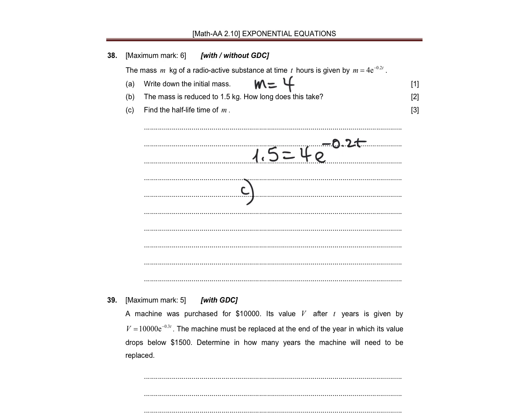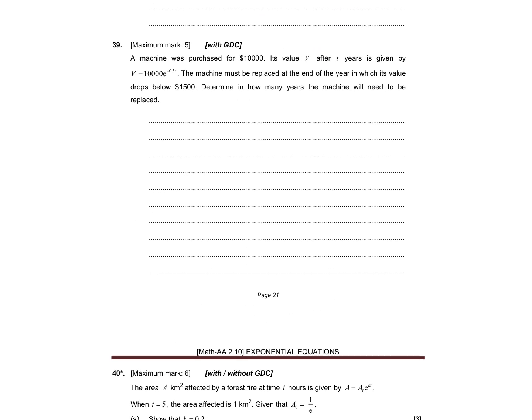C is the half-life, so that's when half the amount exists. And n solve again. A machine was purchased for 10,000. Its value V after t years is given by that. The machine must be replaced at the end of the year in which its value drops below 1,500. So we just have 1,500 because that's its value equals this, and you should n solve.